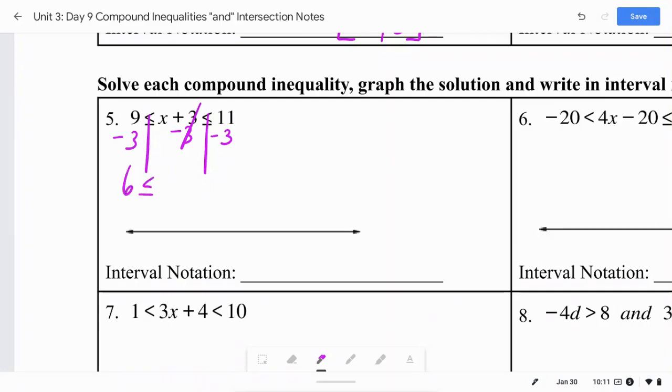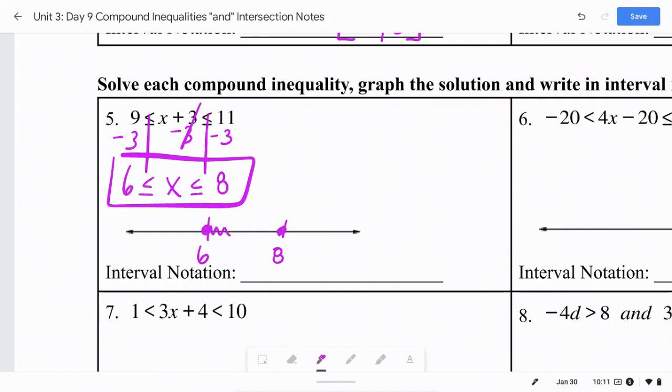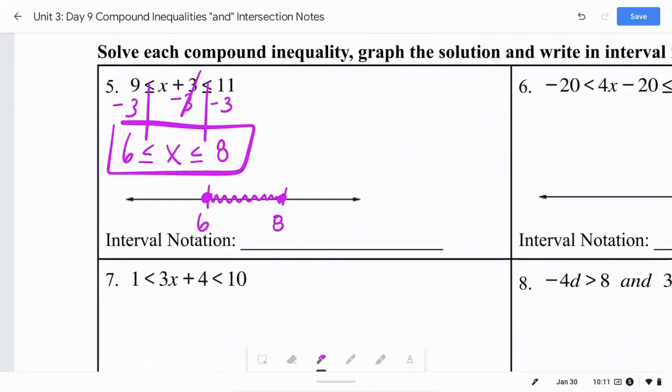Bring down the inequality symbol, less than or equal to x. Bring down the other inequality symbol, which is less than or equal to 11 minus 3, which is 8. So on my number line, positive 6 would come first, then positive 8. They both would have closed circles, and for "and," you shade everything in between. So I would have bracket positive 6, comma, positive 8 with a bracket for the interval notation.